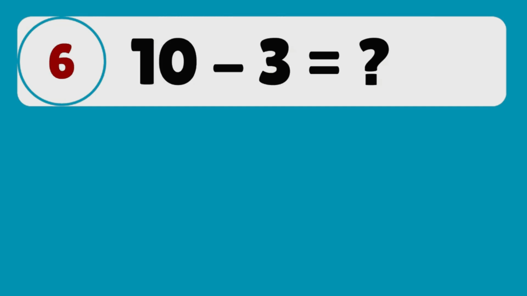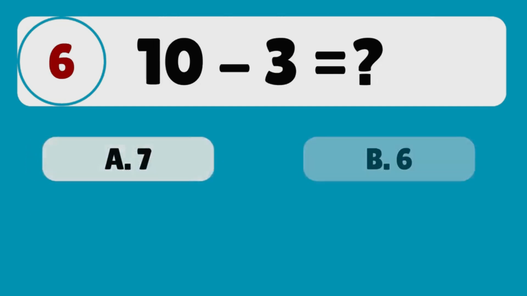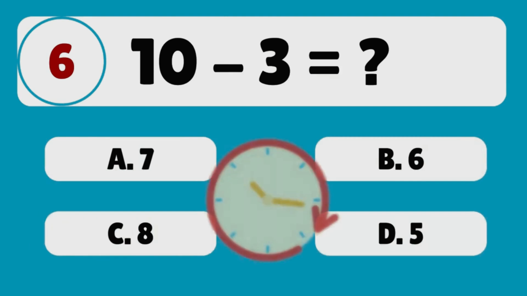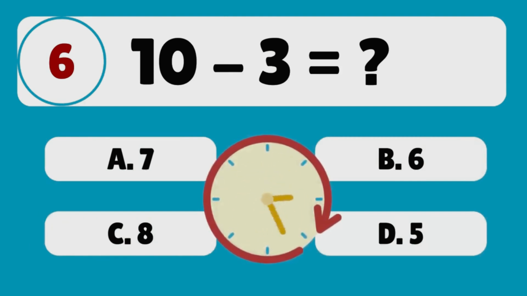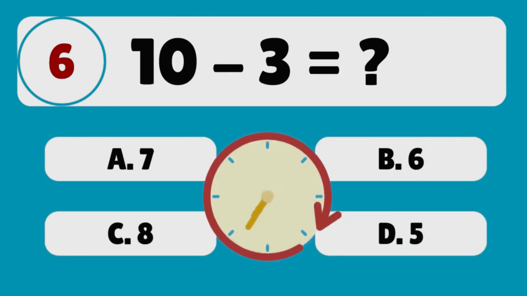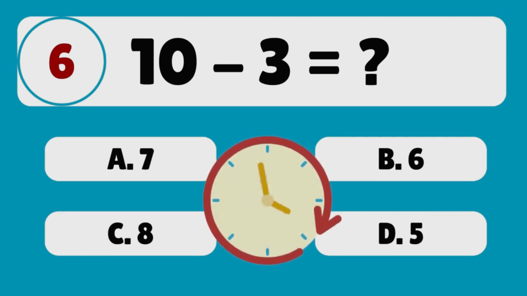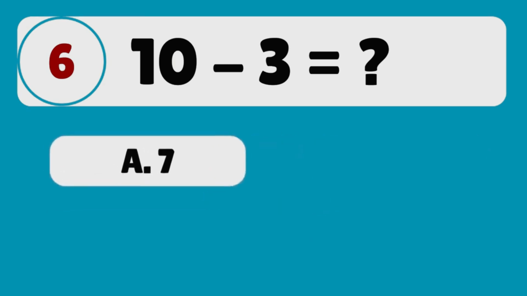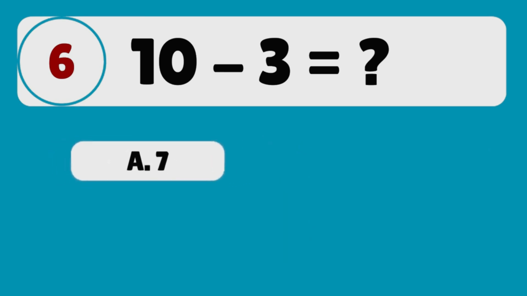Amazing! Question 6. What is 10 minus 3? The answer is A. 10 minus 3 is equal to 7.